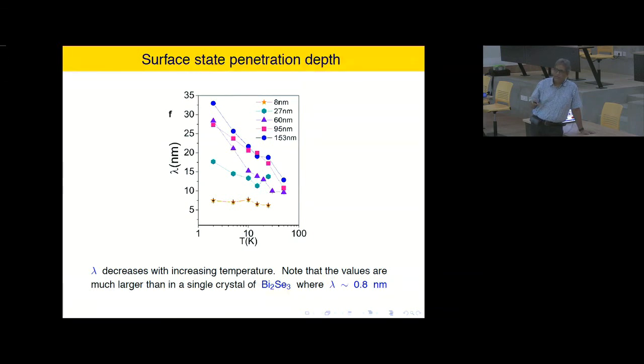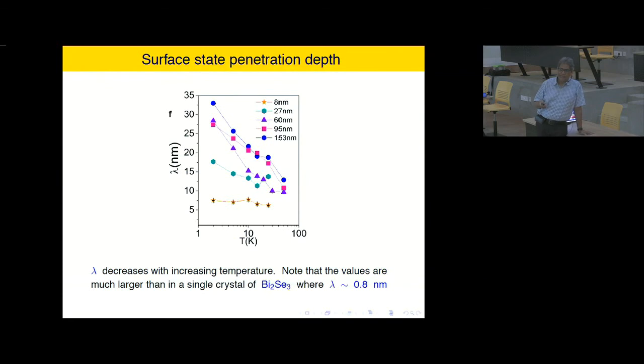For very thin films, 8 nanometers, lambda itself is of the order of 18 nanometers. So then there's not much scope of this penetration depth changing with temperature, because it's already of the size of the thickness of the film. But if you increase the film thickness, then this lambda increases but eventually saturates at around 35 nanometers, which is much less than the thickness at that point. And then it decreases with temperature.